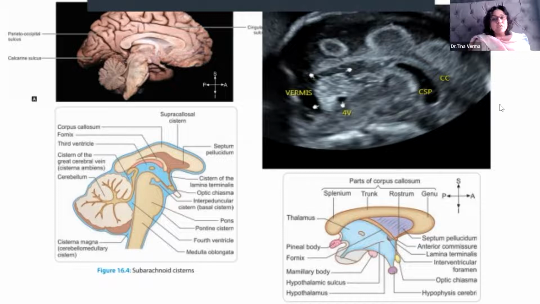So what are these 4 parts from anterior to posterior? Anterior is rostrum, followed by genu, trunk, and the splenium is the most posterior part of the corpus callosum. So hence, this is important that we see the corpus callosum in its entirety in the mid-sagittal plane.